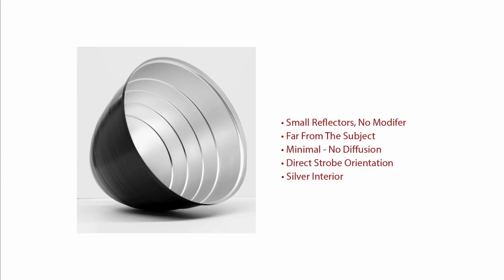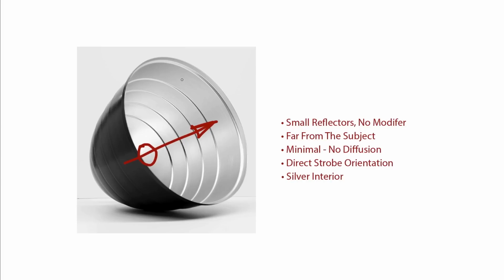And direct strobe orientation. So what do I mean by direct strobe orientation? What I mean is that the flash tube is going to be facing out toward your subject, into the reflector and out toward the subject, right? Whereas you'll see with soft light, we're going to be going the opposite direction if we can. And there are certain modifiers that will allow you to do that. But for harder, more punchy light, you want your light facing toward your subject, and you want more often than not to use a smaller reflector with a silver interior.